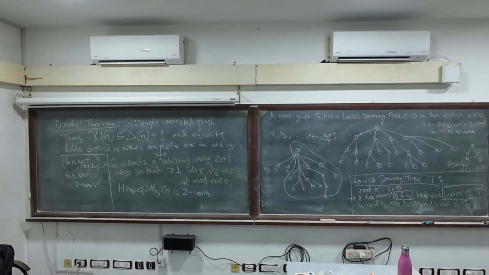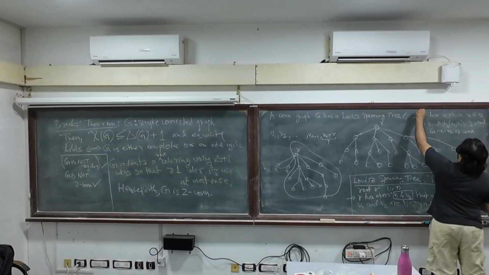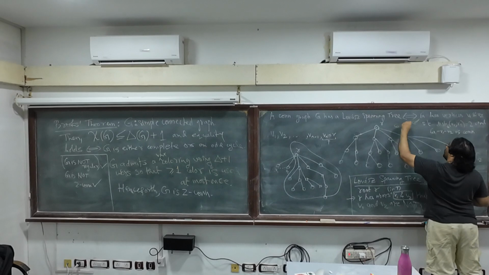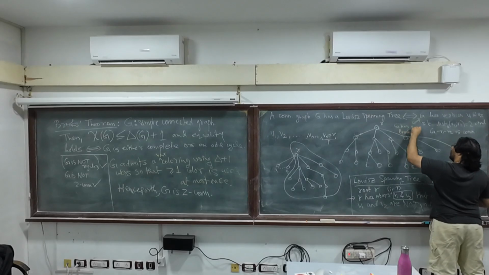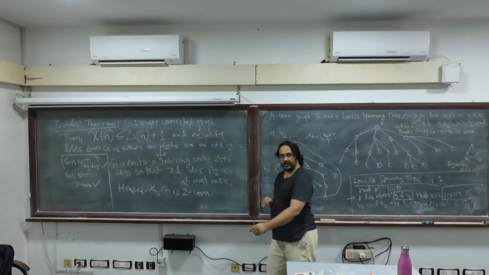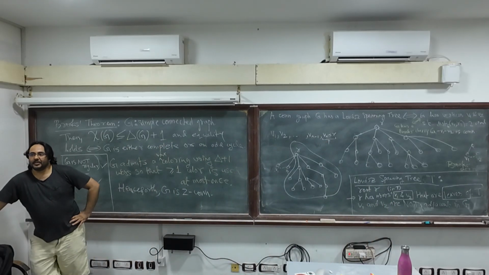So the statement is: a connected graph has a Lovász spanning tree if and only if it has a Brooks cherry. Is that okay? Definition: it has a Brooks cherry. So now we'll try to figure out, using the Brooks cherry, Brooks' theorem's proof.